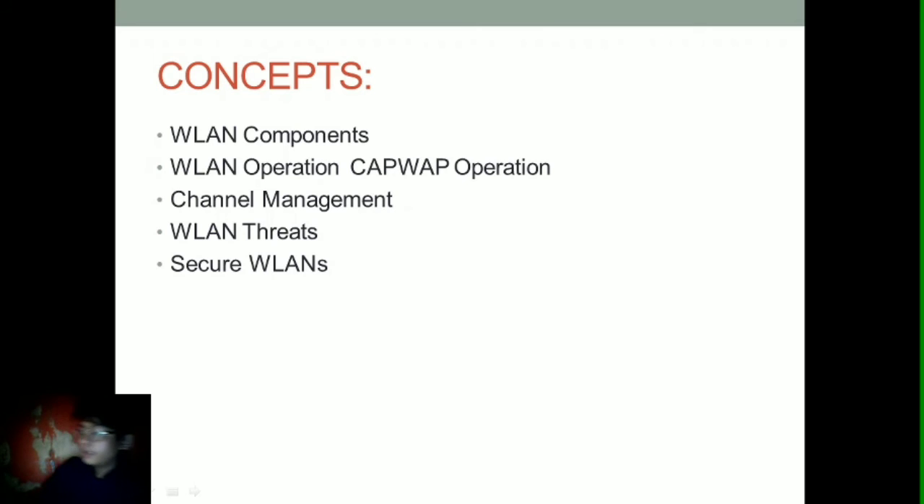Then channel management. Wireless LAN devices have transmitters and receivers tuned to specific frequencies of radio waves to communicate. A common practice is for frequencies to be allocated as ranges. Such ranges are then split into smaller ranges called channels.